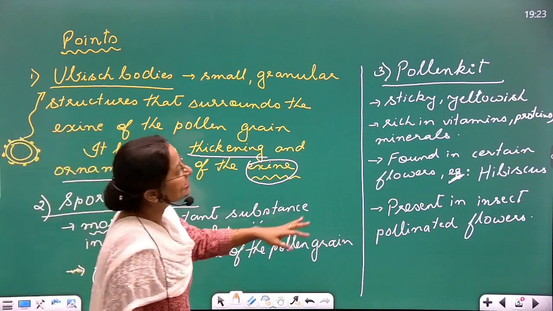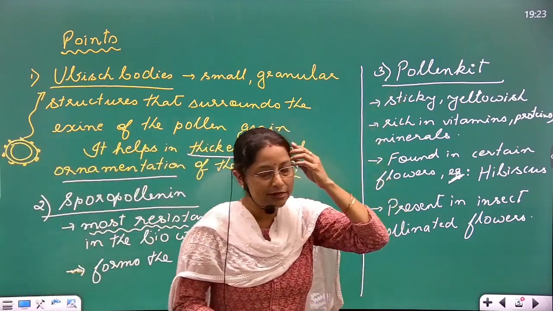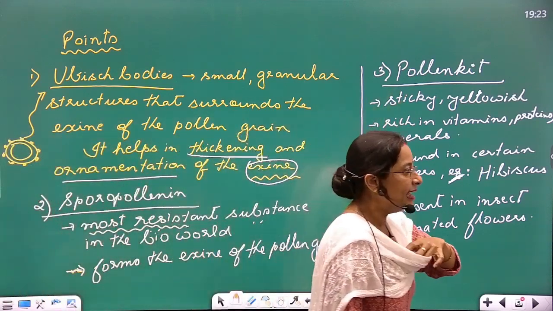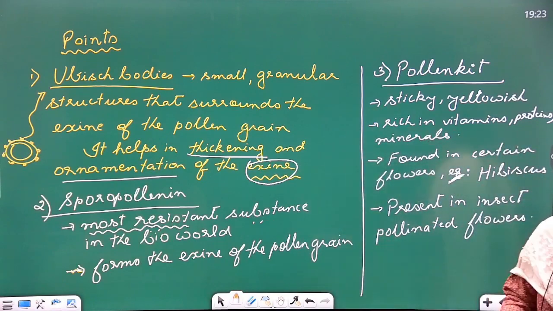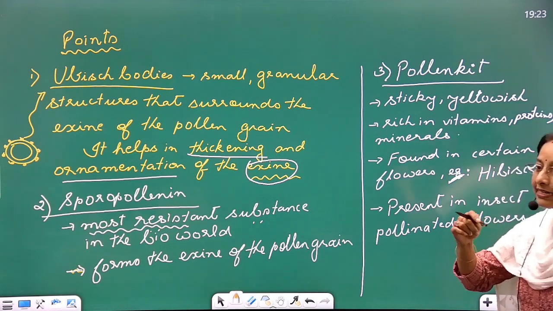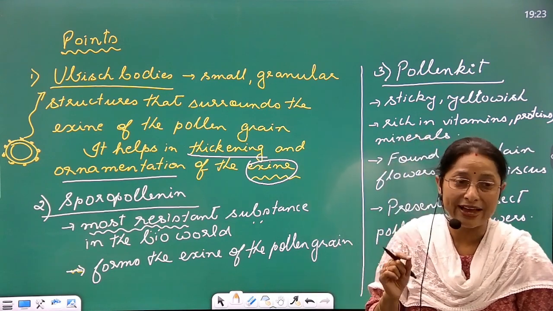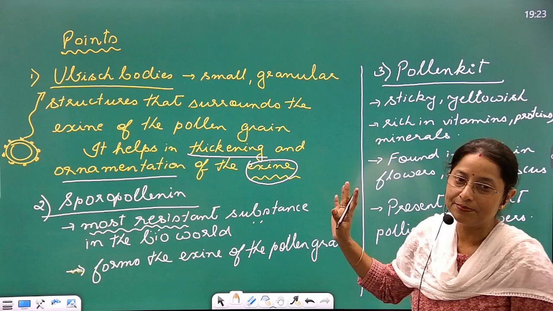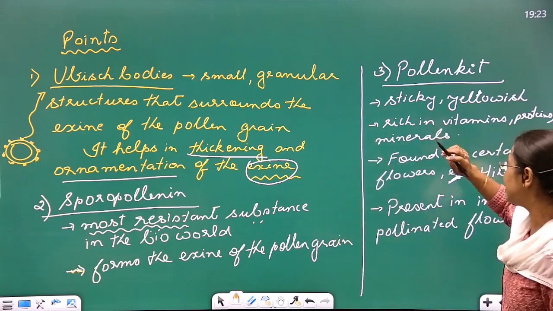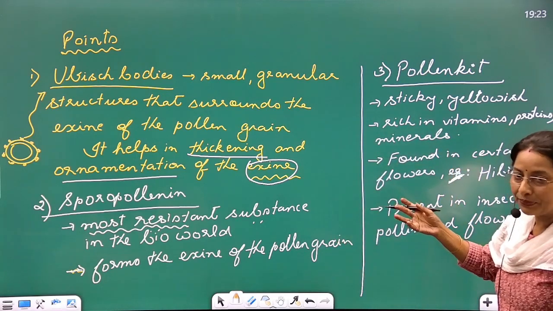Right? Next, the third one is something called pollen kit. Before discussing this pollen kit, I think you all have seen the hibiscus flower. If you touch the anther part, you see a yellowish powder that sticks to your hand, and this is nothing but pollen kit, right? Something that's sticky in nature, something that is yellowish in color, right?